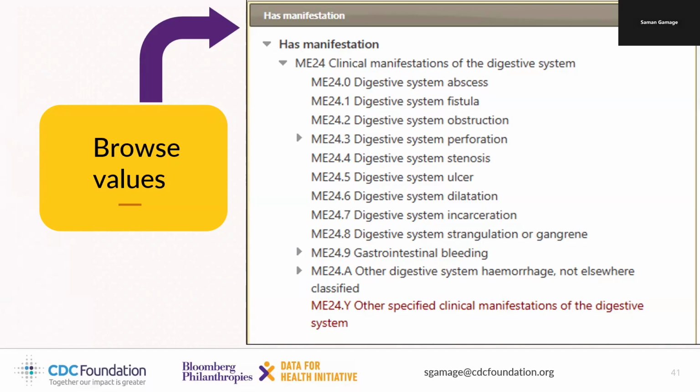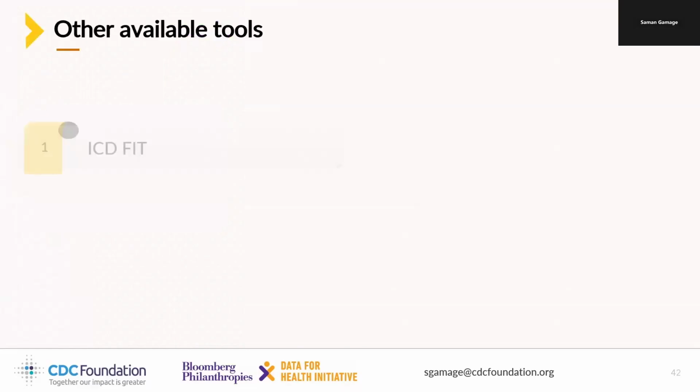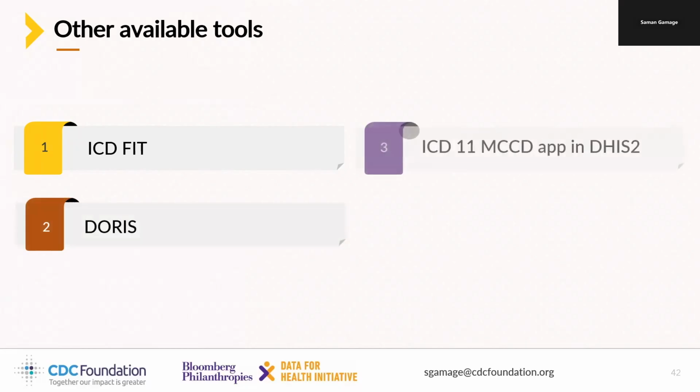Okay, so we discussed the browser and how to use the browser and different methods of using it in detail. And let's talk about other available tools. I'm not going to talk about all the tools, but I will talk about some of them: ICD Fit, Doris, ICD-11 MCCD app in DHIS2, and ICD API.